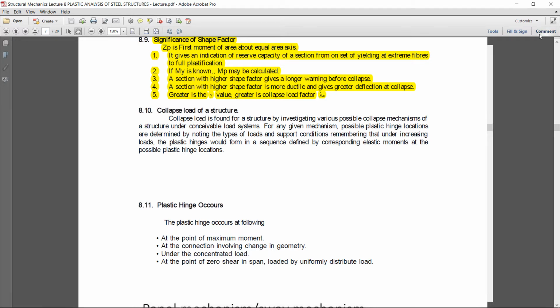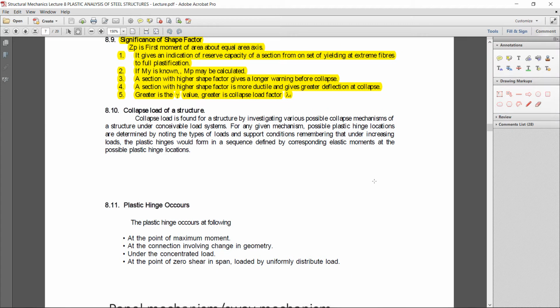For example, in a beam, if one side of the beam has a thicker section and the other half of the beam has a lighter section, for example here is the roller support and here is a hinge support, then definitely the failure in this type of structure due to change in geometry will happen at this location. That is the second point.